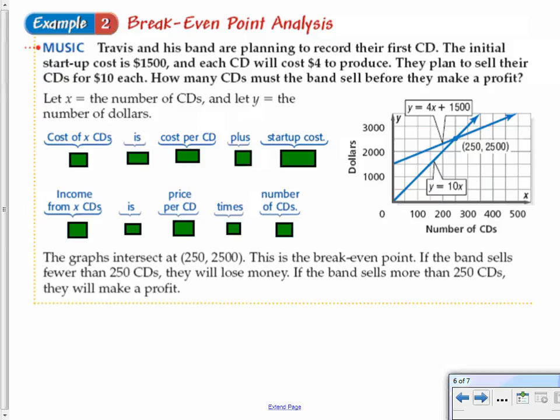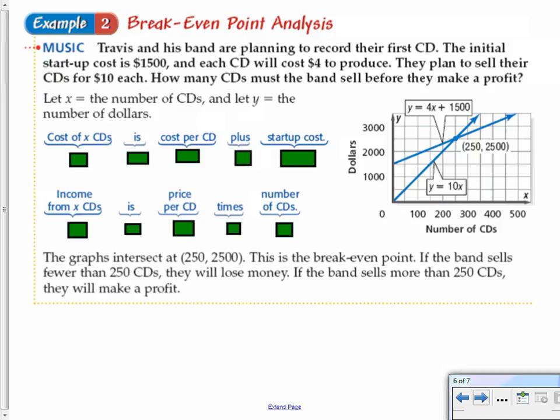The initial startup cost is going to be $1,500, and each CD will cost $4 to produce. They plan to sell their CDs for $10 each. How many CDs must the band sell before they make a profit?